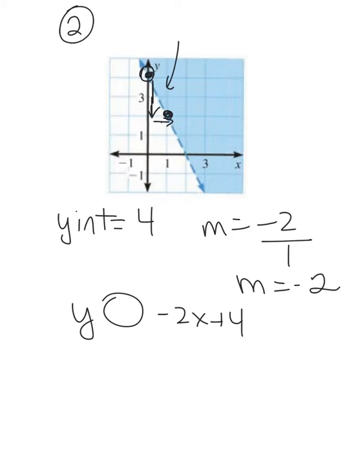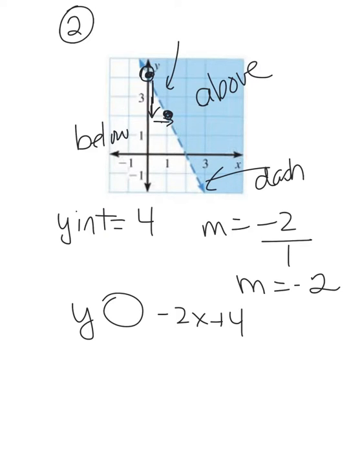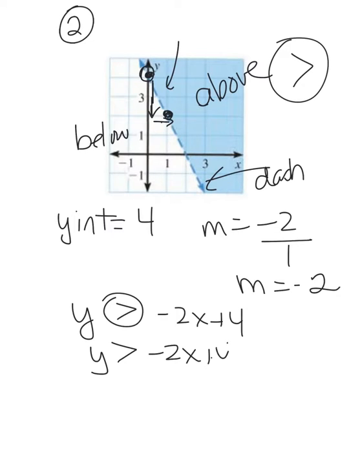Now again, I notice this is considered above my graph, and this is considered below. I notice that I have a dashed line, so that's going to be important. Above is greater than. Because it's a dashed line and not a solid line, I'm just going to keep the greater than. So my final inequality is y is greater than -2x plus 4.